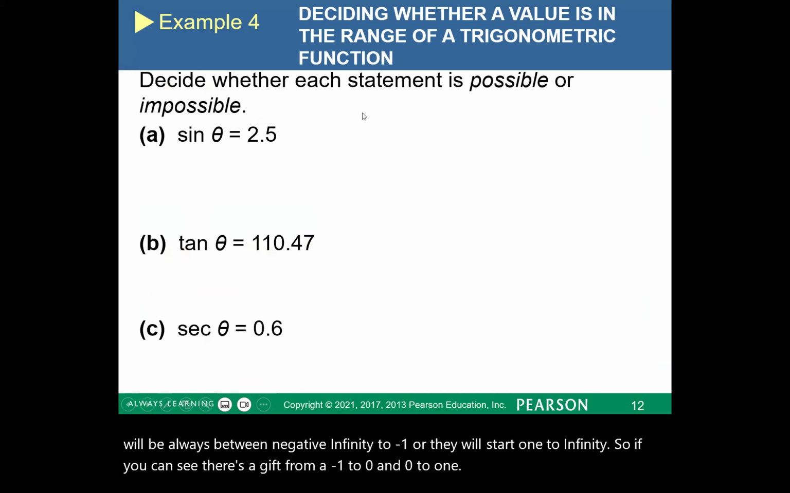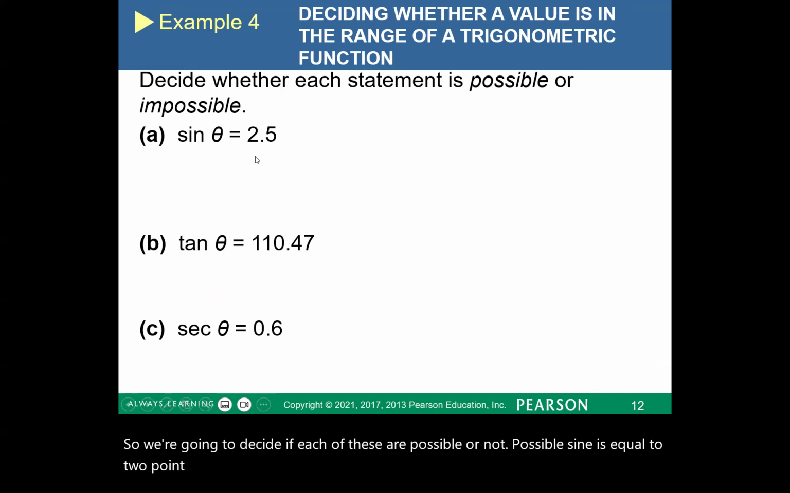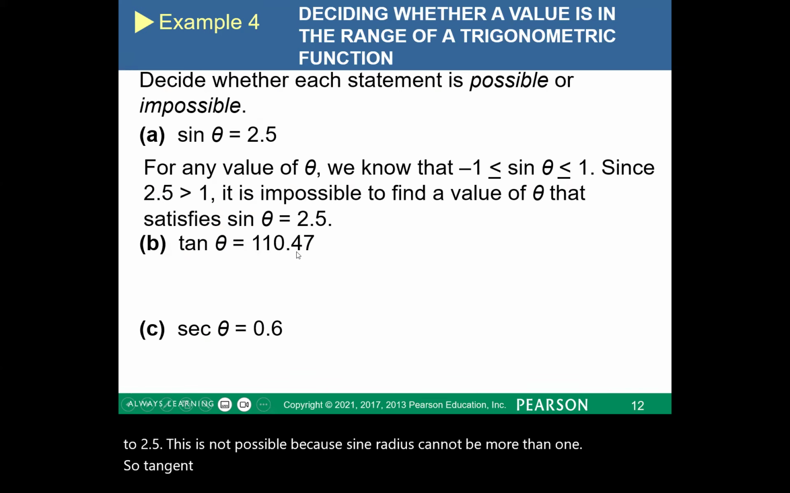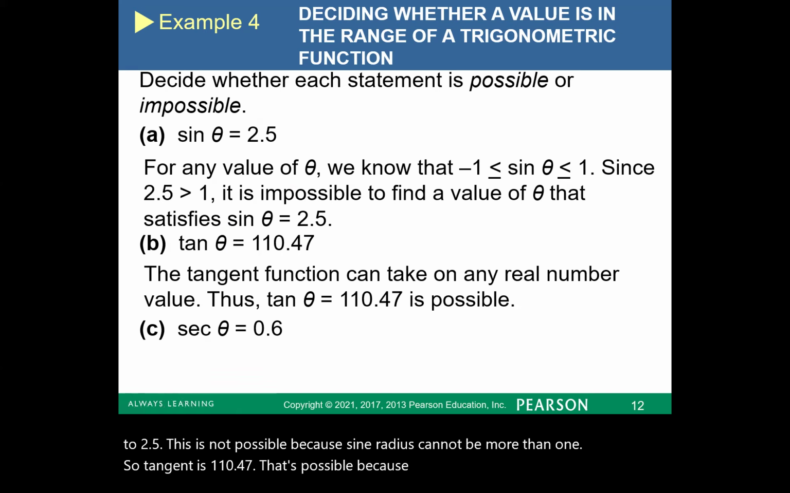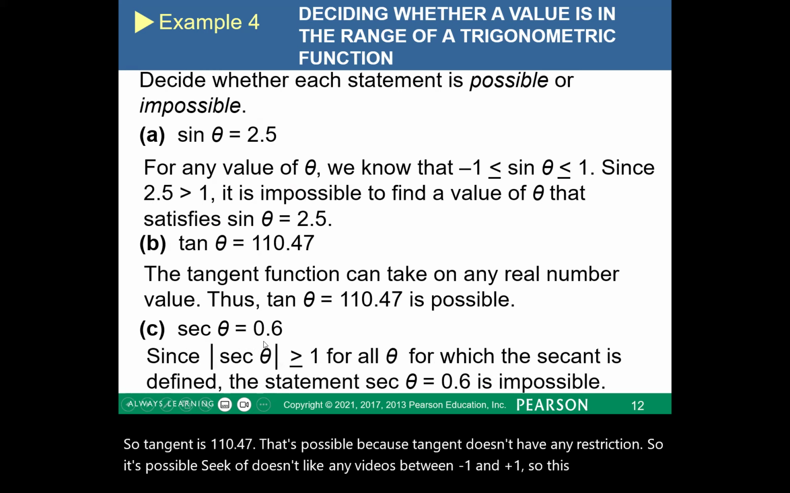So we're going to decide if each of these is possible or not possible. Sine is equal to 2.5. This is not possible because sine values cannot be more than 1. Tangent is 110.47. That's possible because tangent doesn't have any restriction. Secant doesn't allow any values between negative 1 and positive 1, so this will be not possible.